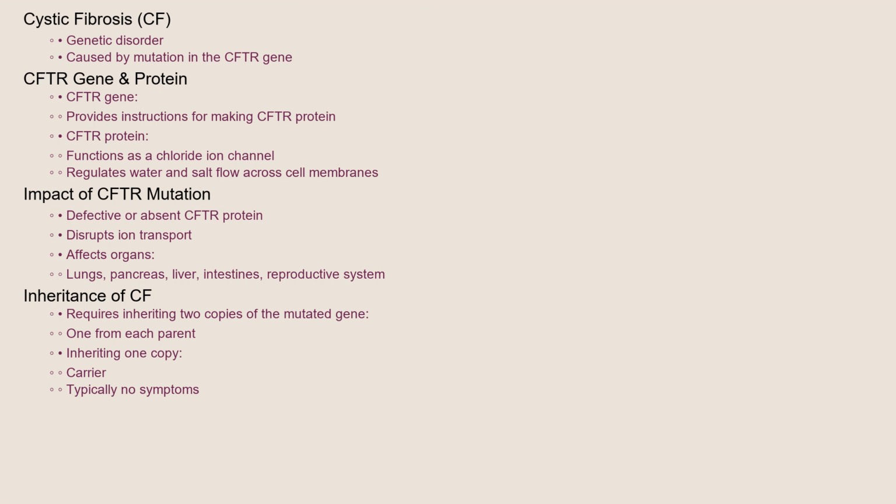When the CFTR gene is mutated, the resulting protein is either defective or absent, disrupting this ion transport process. Inheriting two copies of this mutated gene, one from each parent, is necessary to develop cystic fibrosis. Individuals inheriting only one copy are carriers and typically do not experience symptoms.